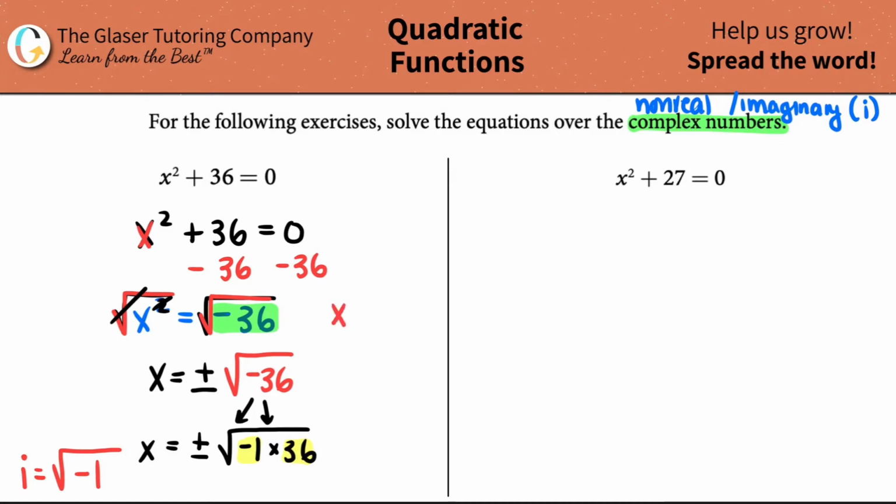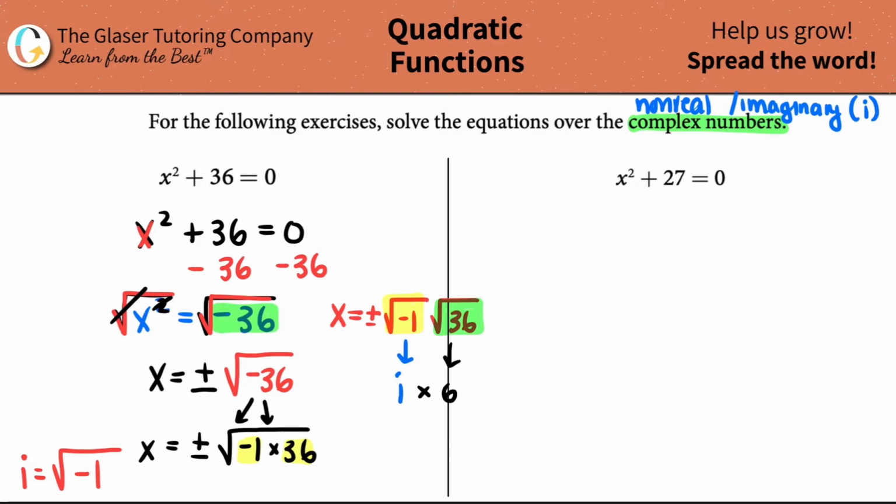I can say that x is equal to plus or minus the square root of -1 times the square root of 36. When you have 2 numbers being multiplied by each other under the same square root, you can separate the square roots. And now we know from our complex number playlist that the square root of -1 is just an i value. And we know that the square root of 36 is a 6.